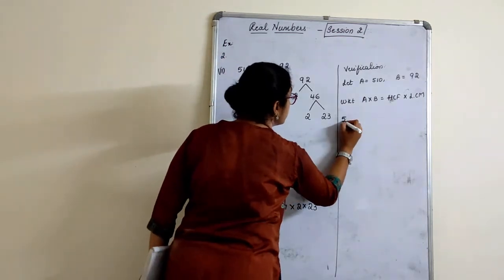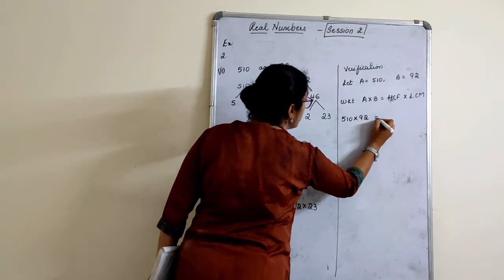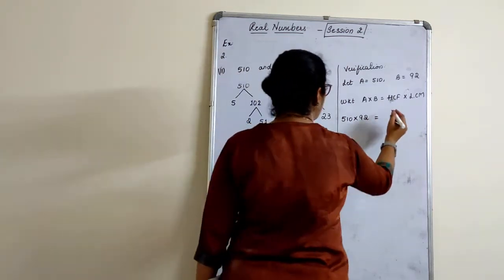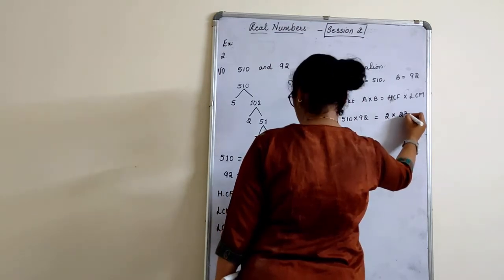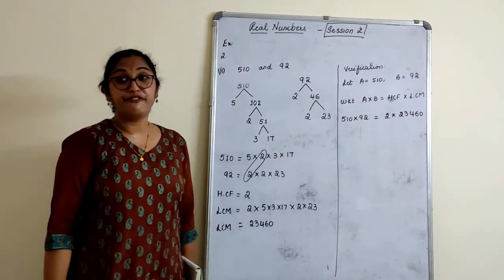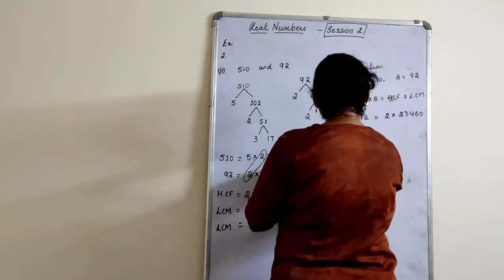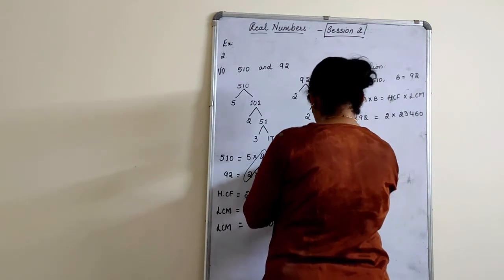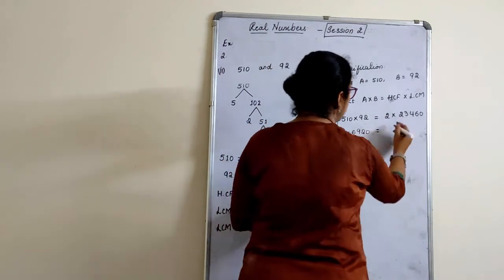A is 510 into 92. That is equal to, what is HCF, children? HCF is 2. What is LCM? LCM is 23460. Check. When you multiply 510 into 92, you will get the number as 46920.